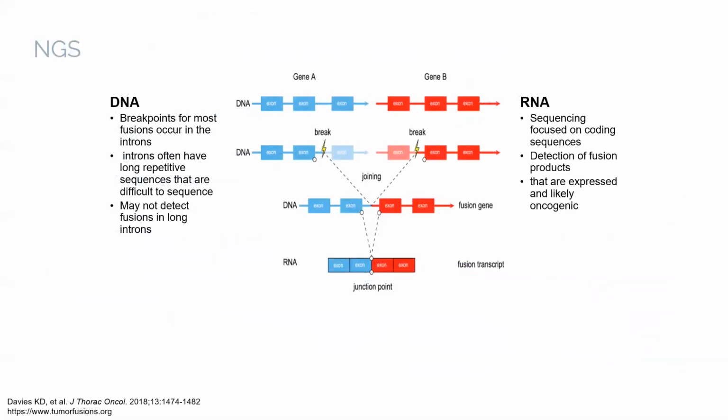NGS can be performed with DNA or RNA as a starting point. Because fusions most often have breakpoints that occur within the introns, DNA-based NGS needs to cover all the introns that might be commonly involved. Introns can be long and repetitive with some genes like NTRK3. However, for RET, we don't really have that problem as much. When RNA is extracted, the introns are not present in the cDNA and the exons are assessed only, which makes the testing somewhat simpler.